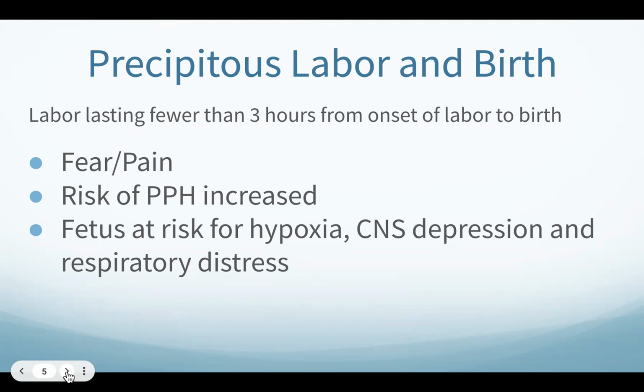Precipitous labor and birth. That is a birth that occurs within 3 hours of the start of true labor. It increases the risk for postpartum hemorrhage because the uterus is not able to properly contract as it does when you go through the 3 stages of labor. Remember, we start in stage 1 and we have the latent and the active and the transition phase. We don't have that. It basically goes to transitioning. It goes basically like 0 to 60. The infant is at risk for hypoxia, CNS depression, and respiratory distress.